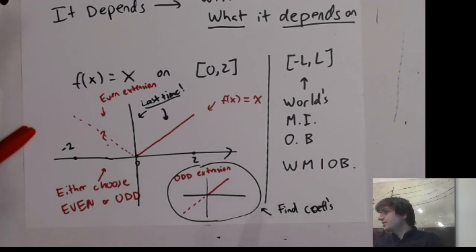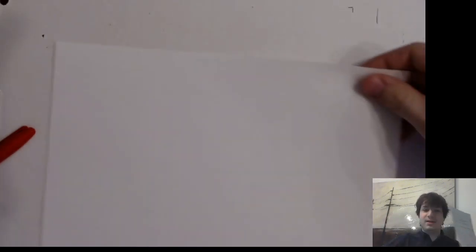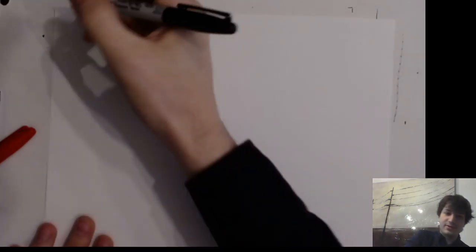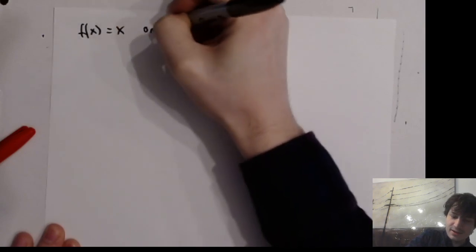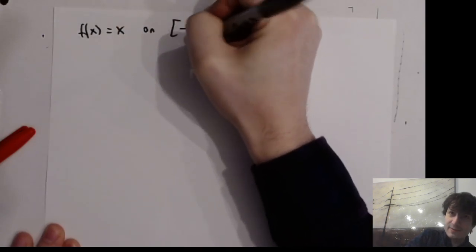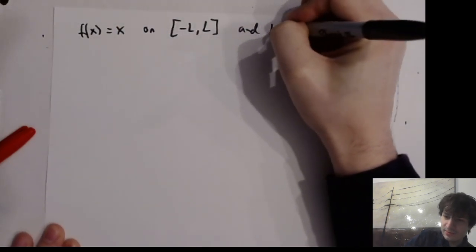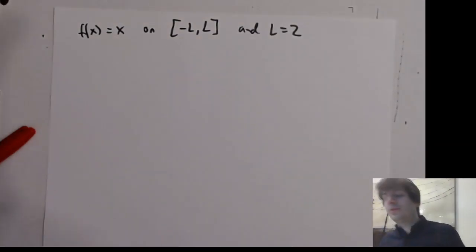Okay, so that's what we're going to do to recap chapter 10.2. Let me get my notes here, make sure that we're doing this right. So we have the function f of x equals x on minus L to L, and L equals 2. We're doing it from -2 to 2.